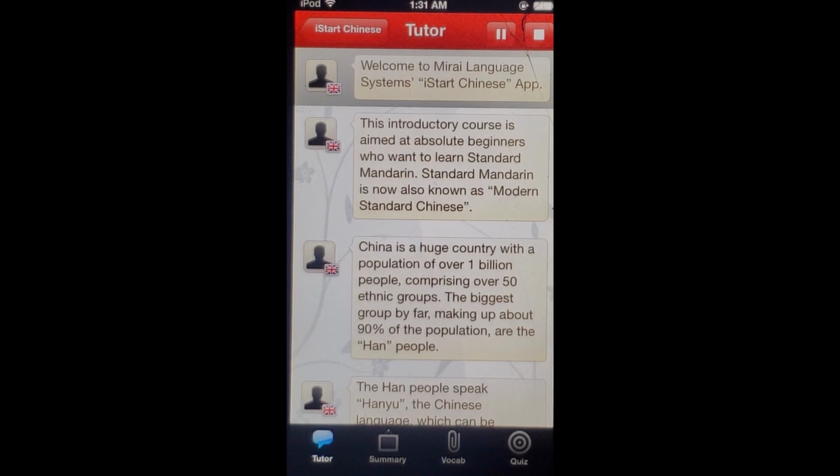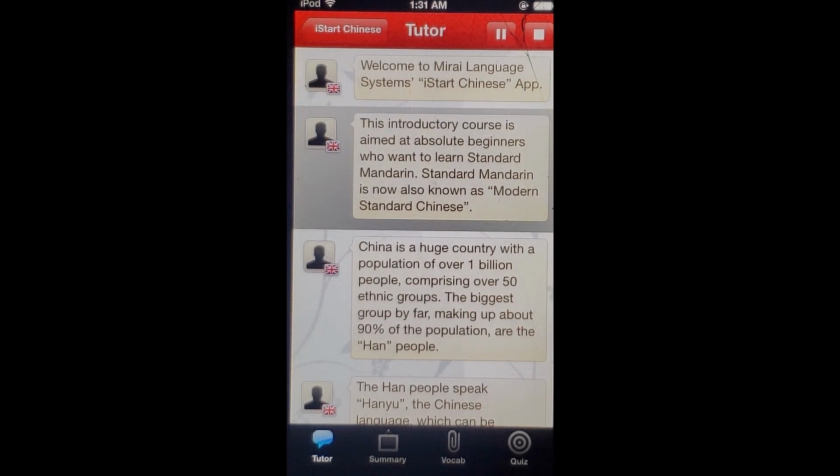Welcome to Mirai Language Systems iStart Chinese app. This introductory course is aimed at absolute beginners who want to learn Standard Mandarin. Standard Mandarin is now also known as Modern Standard Chinese.